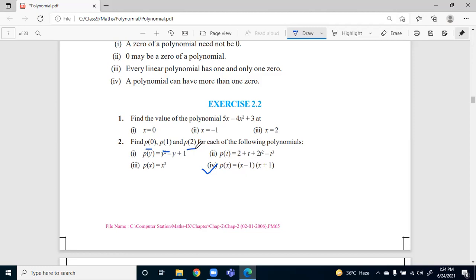Ma'am, P0 will be -1, P1 will be 0, P2 will be 3. P0 you are saying is -1. That is correct. P1 is 0, it is correct. P2 is 3, very good. Now it is correct. So why had you done it wrong before? Ma'am, there was a mistake. So Leona, you have also cross verified. Are you getting the same answers or not?